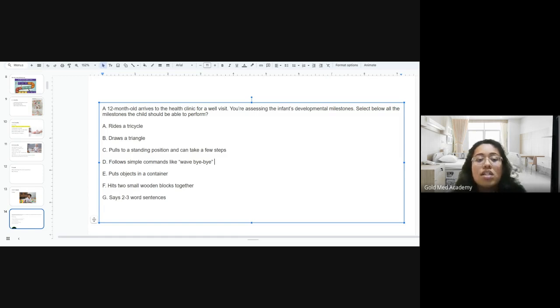So the correct answer is going to be C, D, E, and F. And again, you have to go through these things and ask, what is expected of a 12-month-old?